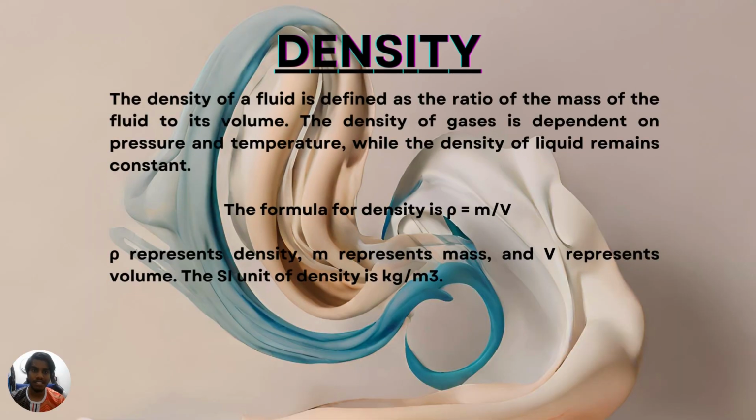As I mentioned, the first fluid feature that I'm going to talk about today is density. The density of a fluid is defined as the ratio of mass of the fluid to its volume. The density of gases depends on pressure and temperature, while the density of liquid remains constant. So the density of gas can be negligible. Meanwhile, the density of liquid can be calculated by using the formula density equals mass over volume. The letter rho represents density, while m represents mass, and v represents volume. The SI unit for density is kilograms per meter cube.